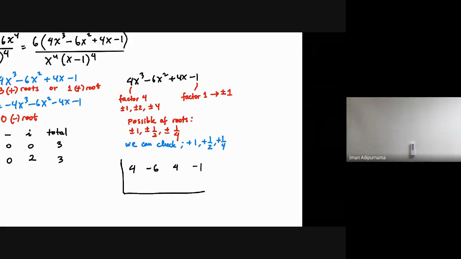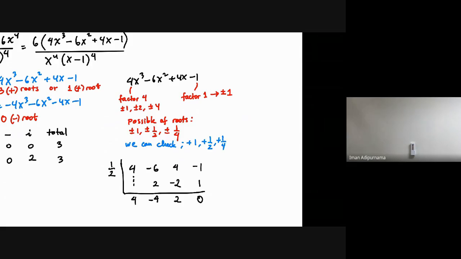Remember, it's called synthetic division in polynomials. You divide with each of these three forms. If you divide by 1, you can check, you will get some number here, so it's not our answer. Then divide by half. Okay, we get 0. So we find our root.